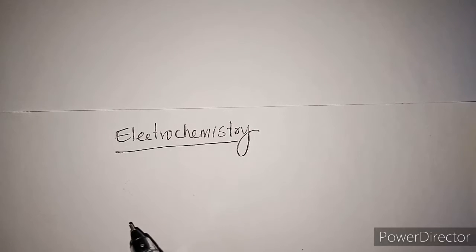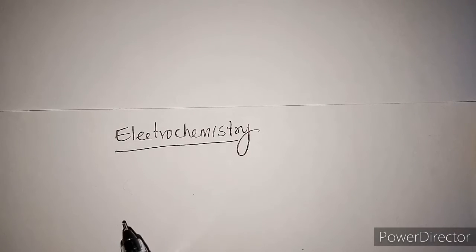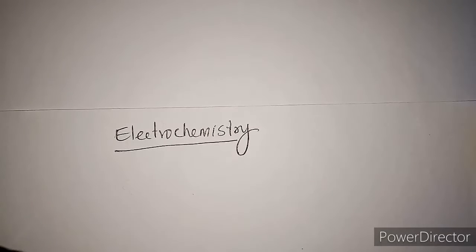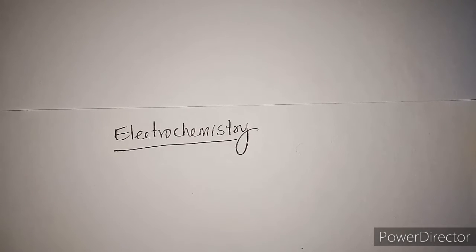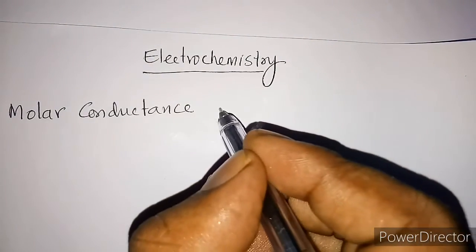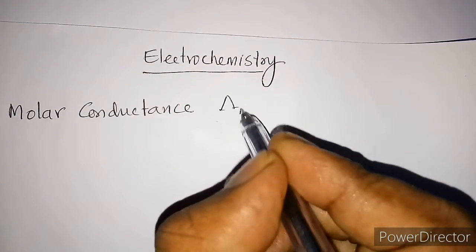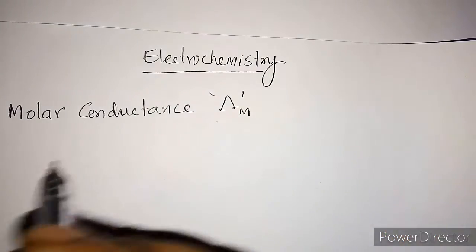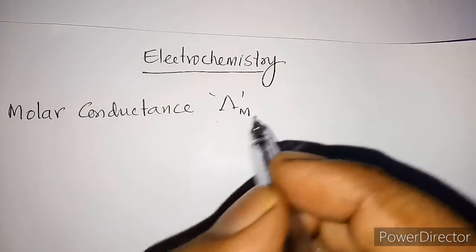Okay, let us continue with the electrochemistry. So we already discussed what is a conductance, specific conductance and specific resistance and so on. Now we will try to understand molar conductance. It is designated by the symbol lambda m. This is a capital lambda. So it's called as a molar.